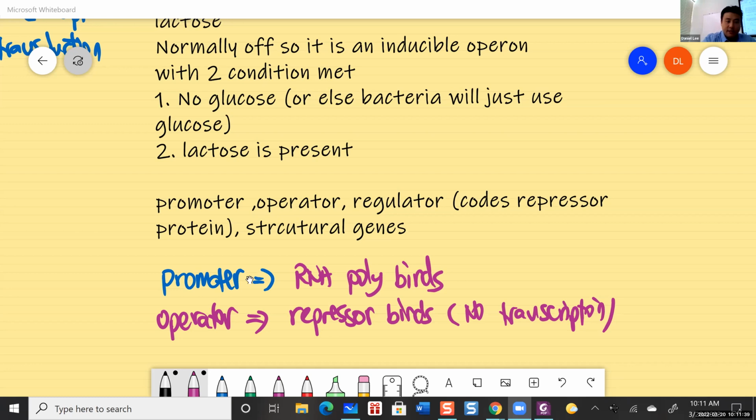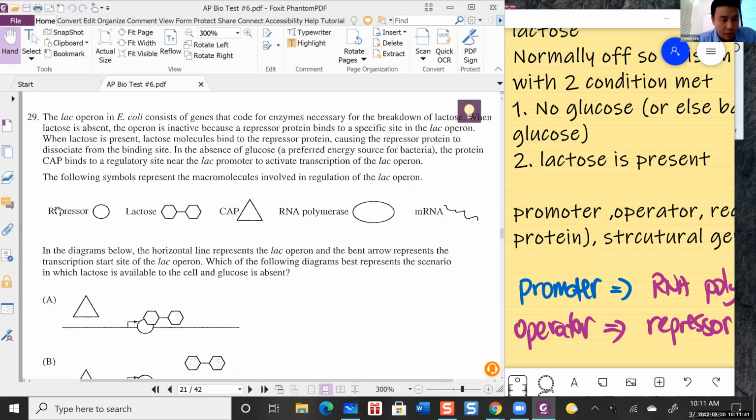Okay, let's come back here. So you can see our repressor protein is a circle. Lactose is 2 hexagon. It's a disaccharide. Cap protein, even if you don't know what cap protein is, it tells you, yeah? So let me just, let's read this one. And you have RNA polymerase and mRNA. Okay, let's look at the cap, okay? I talked about cap one time. So let's look at this.